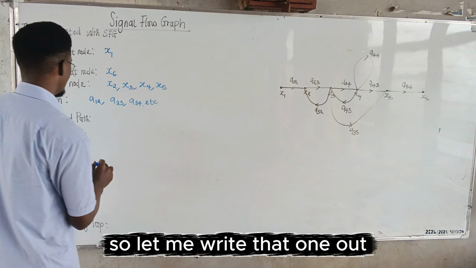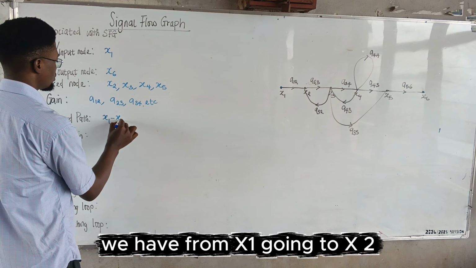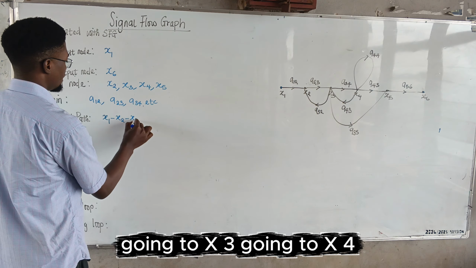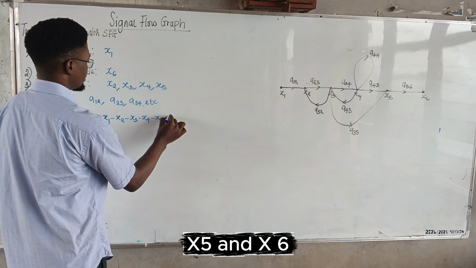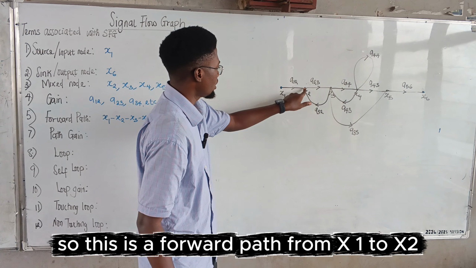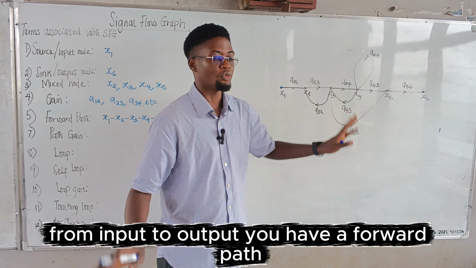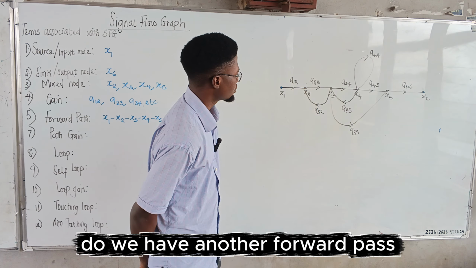So let me write that one out. We have from x1 going to x2, going to x3, going to x4, x5, and x6. So this is a forward path. From x1 to x6, from input to output, you have a forward path. Let's look closely. Do we have another forward path?